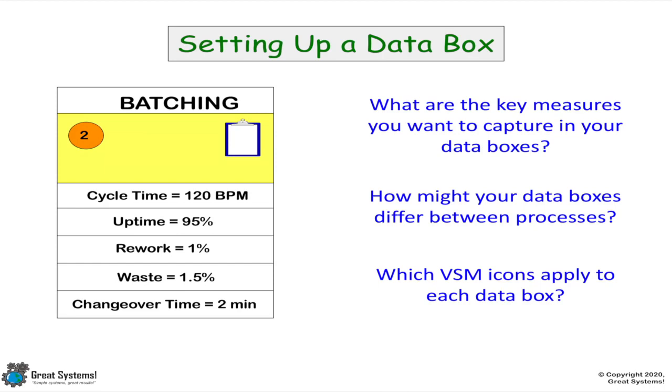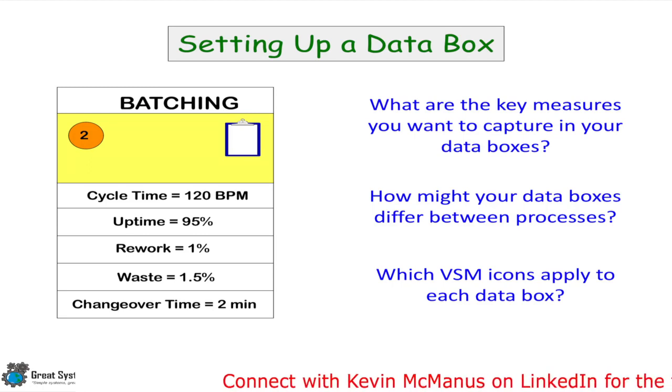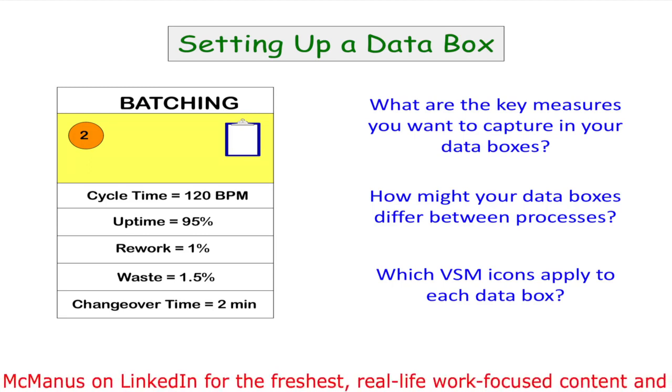So consider both using a well-rounded set of metrics and a well-rounded set of icons when you set up your data box. And there's an exercise in the workbook that will allow you to set up 8 different data boxes in a value stream. And again, it's always best to start doing this with Post-its on a wall, and you can capture the documentation using software.